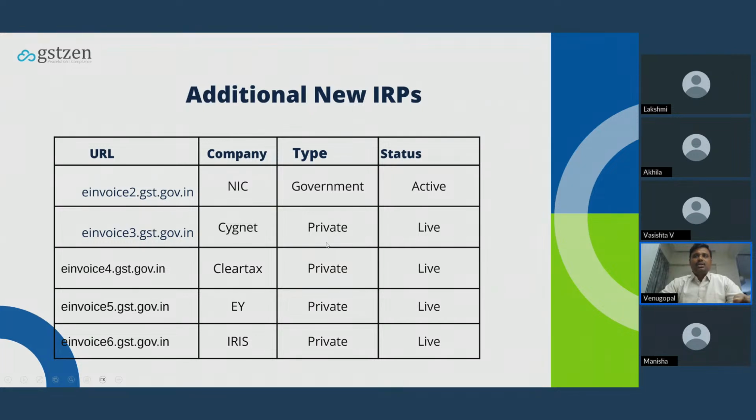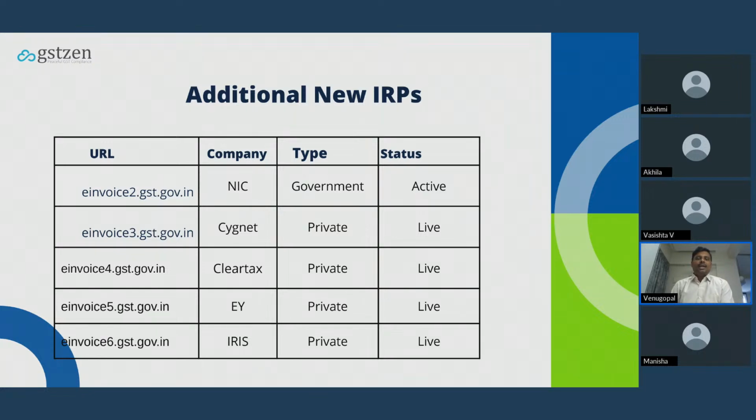e-invoice1.gst.gov.in was the first e-invoice portal. Even today, 90% of the traffic gets generated from e-invoice1.gst.gov.in. Later, beginning last year, these other 5 portals have come: e-invoice 2, 3, 4, 5, 6, operated by different people. E-invoice 2 is operated by NIC again. In fact, NIC recommends everyone using e-invoice 1 to have a backup in e-invoice 2 also.